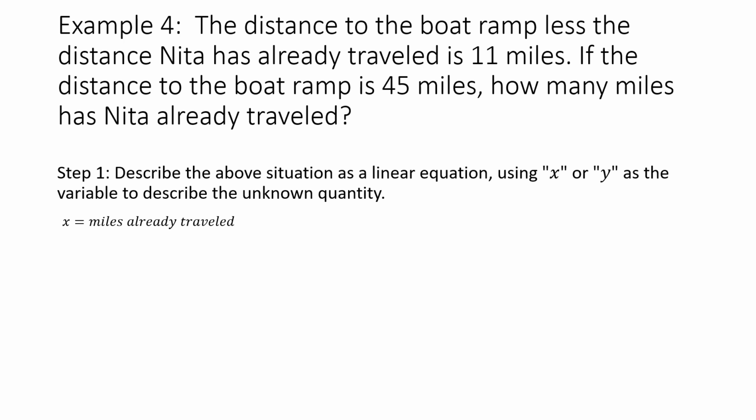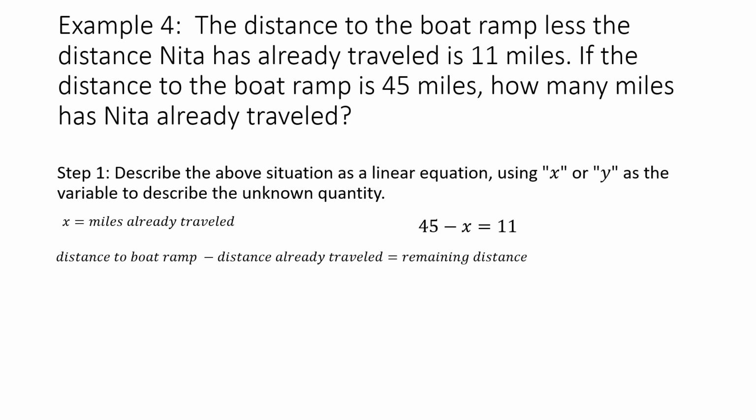So then, looking at the problem, I see the word less. Less is going to mean subtraction. So if I take the distance to the boat ramp minus the distance already traveled, that is going to equal the remaining distance. And it gives us the distance to the boat ramp and it gives us the remaining distance. And so I'm going to substitute those numbers into the equation. And my equation will be 45 minus x equals 11.